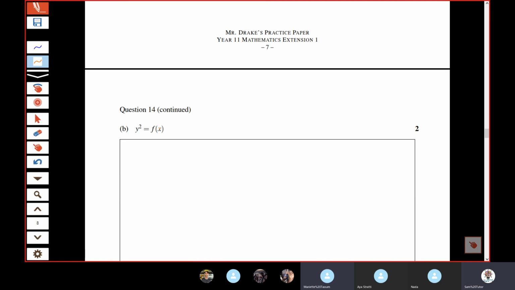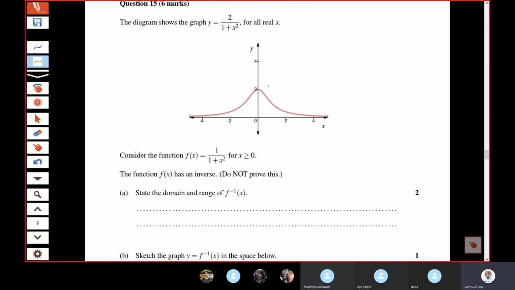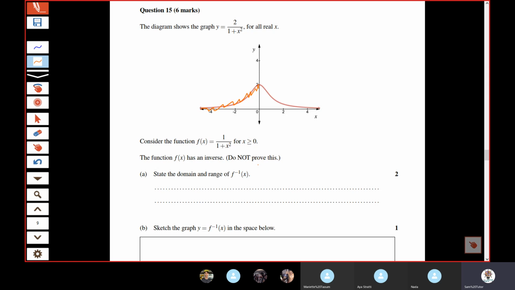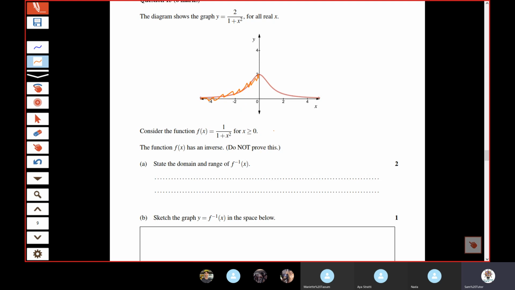15C. All right, the diagram shows the graph y equals 2 on 1 plus x squared. Consider this function for x greater than or equal to 0. The function f of x has an inverse. Do not prove this. State the domain and range of the inverse of f(x). Well, we already know the domain is for the original. We always do it for the original. So domain is x is greater than or equal to 0.